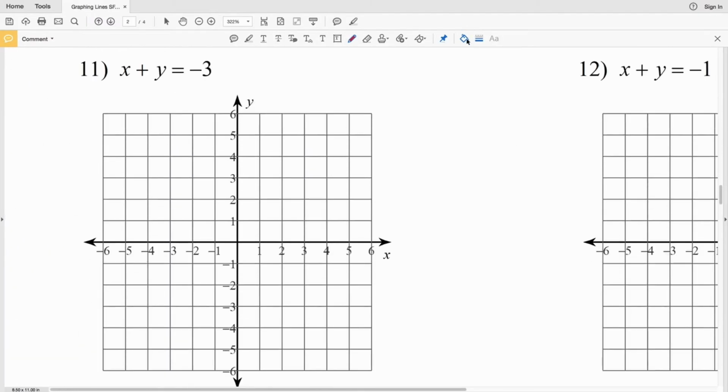Moving on to number 11, solving for the y-intercept, and then solving for the x-intercept. When x is 0, y is equal to negative 3. When y is 0, x is equal to negative 3. Plotting those 2 points, 0, negative 3, and then negative 3, 0, and then connect those to form the line.